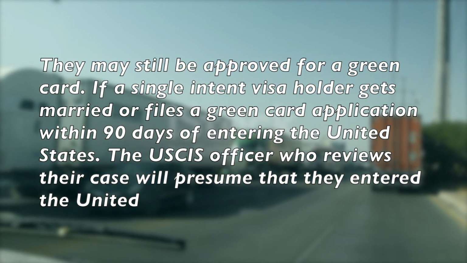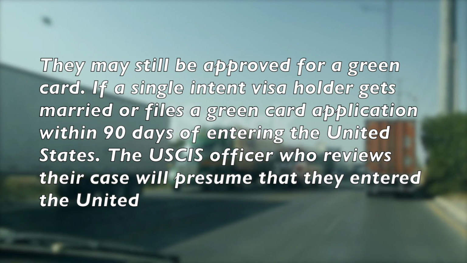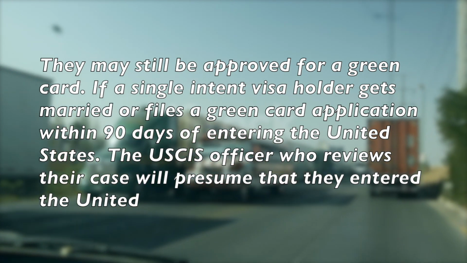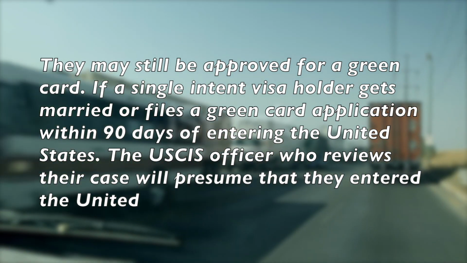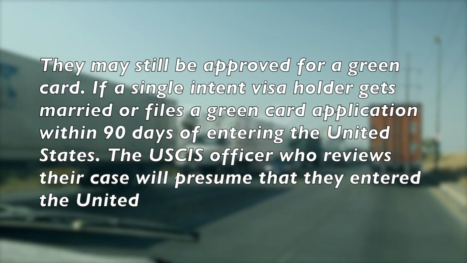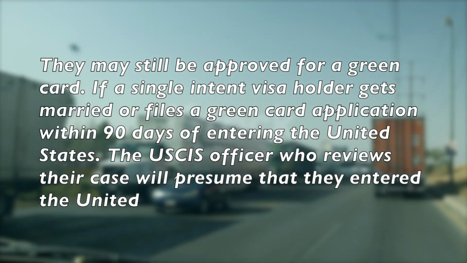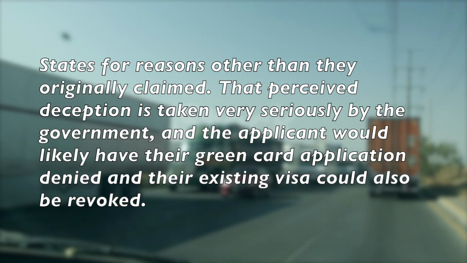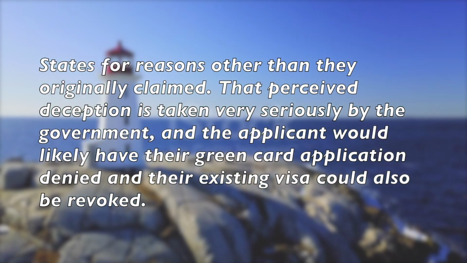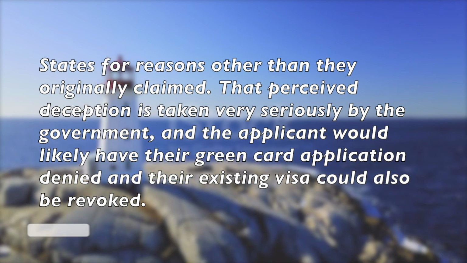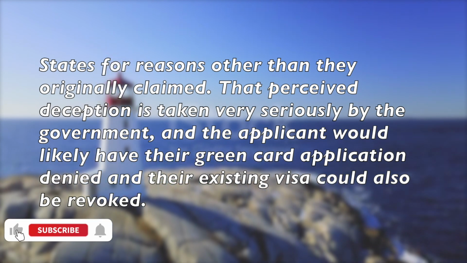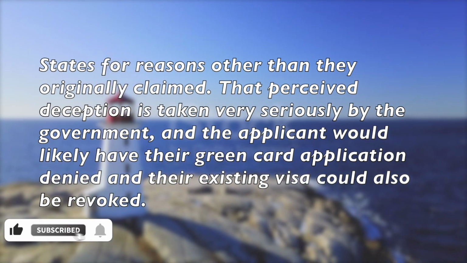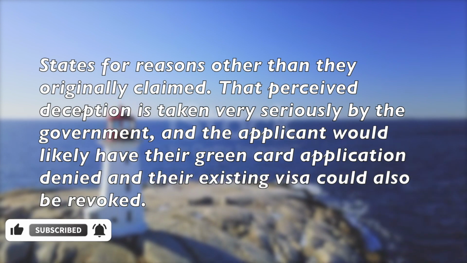If a single intent visa holder gets married or files a green card application within 90 days of entering the United States, the USCIS officer who reviews their case will presume that they entered the United States for reasons other than they originally claimed. That perceived deception is taken very seriously by the government, and the applicants would likely have their green card application denied and their existing visa could also be revoked.